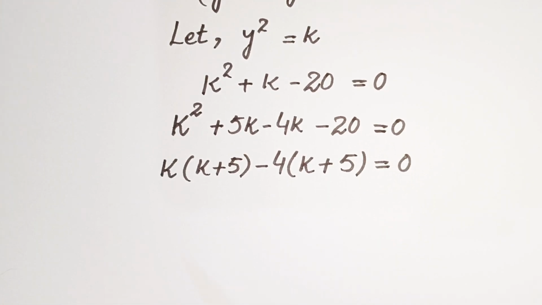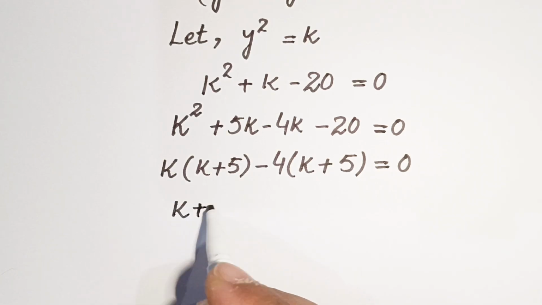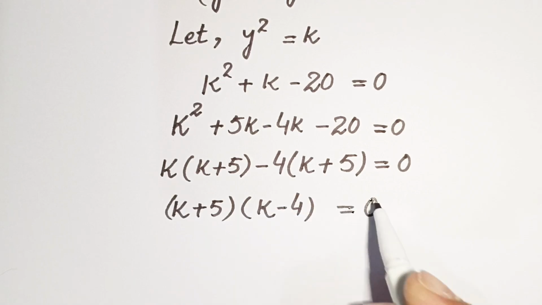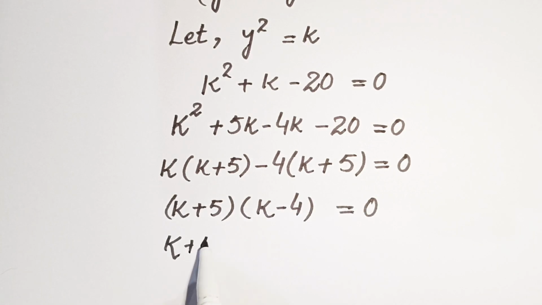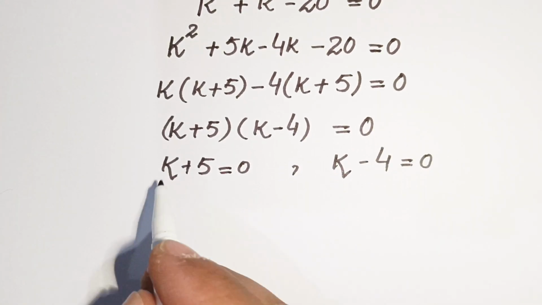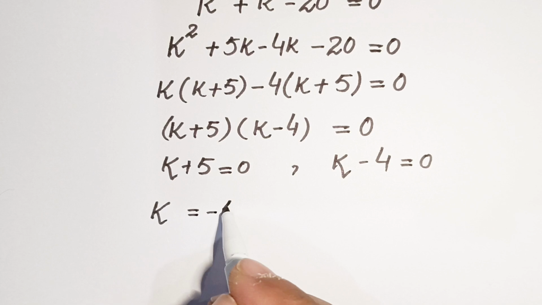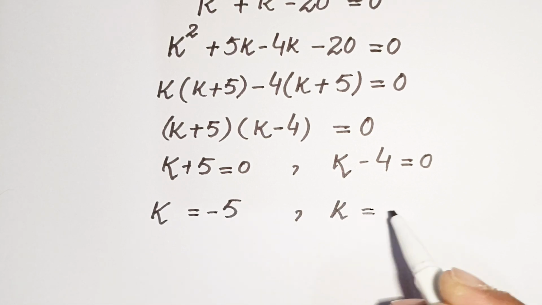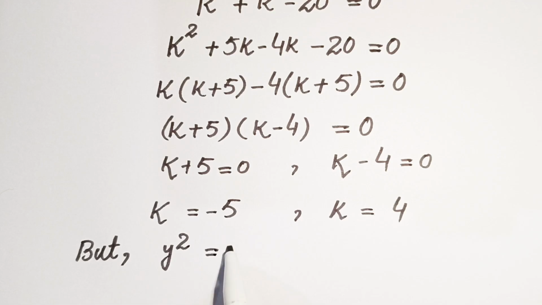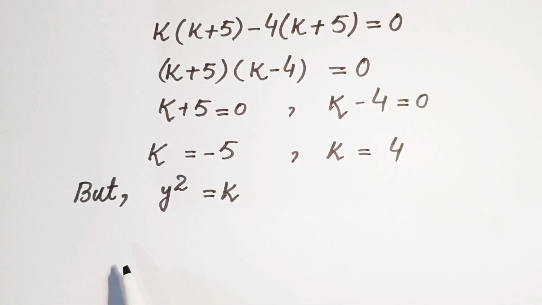Now we have two possible factors here, since this one is common: k plus 5 times k minus 4 is equal to 0. So k plus 5 is equal to 0 and k minus 4 is also equal to 0. Here k is equal to minus 5 and k is equal to 4. We know that y squared is equal to k. Putting k equal to minus 5, we get y squared is equal to minus 5.